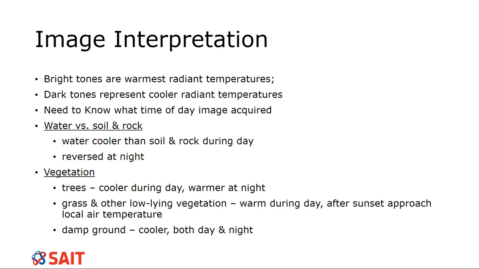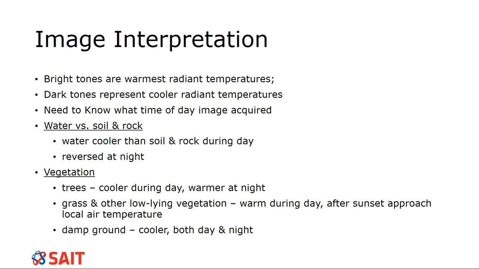So brighter tones tend to be warmer at radiant temperatures. Darker tones show the cooler radiant temperatures. We need to know the time of day, like I mentioned many times over and over again, because it's really super important. So the other thing is what can we really identify in our thermal images? The first one is water versus soil and rock. Water is always cooler in the day, and then it's warmer at night. So it's an easy identification.